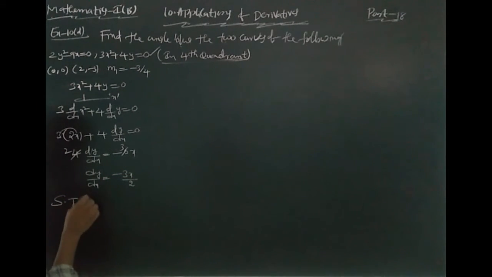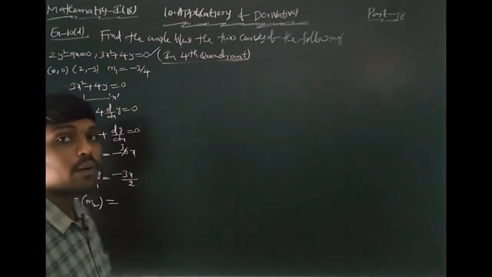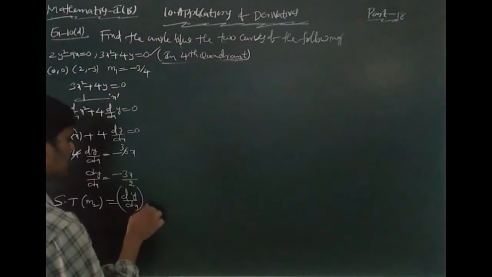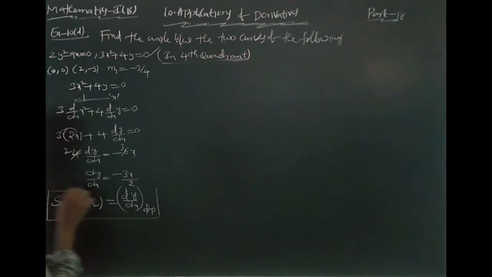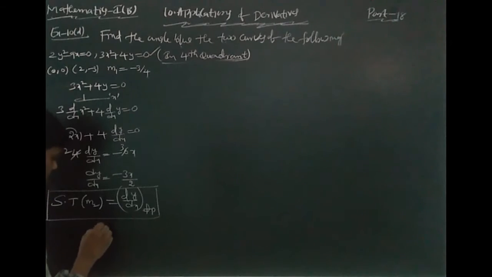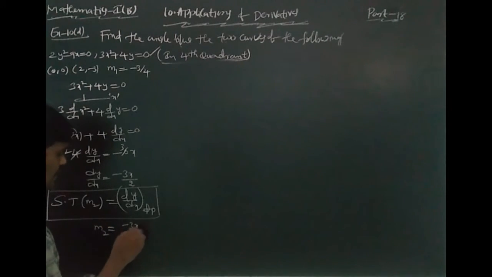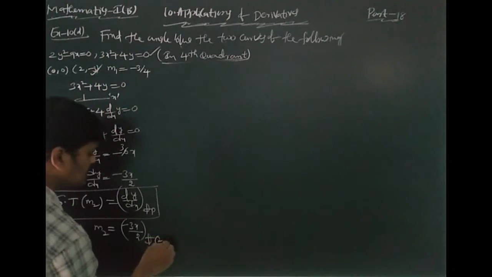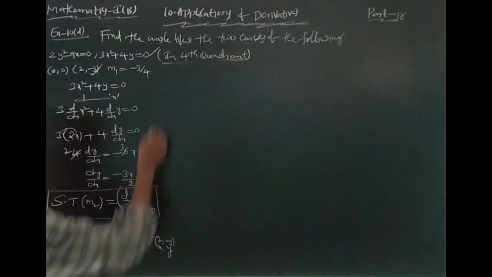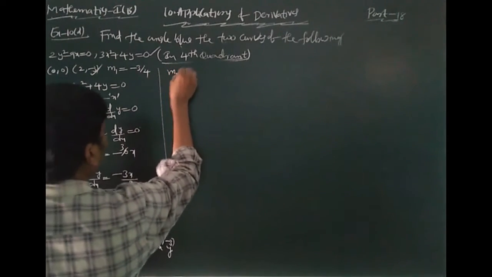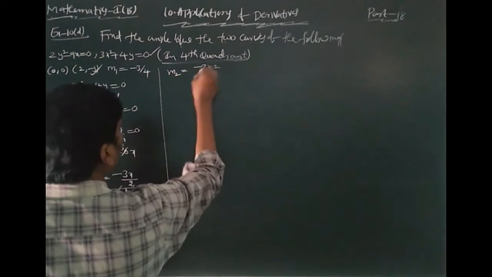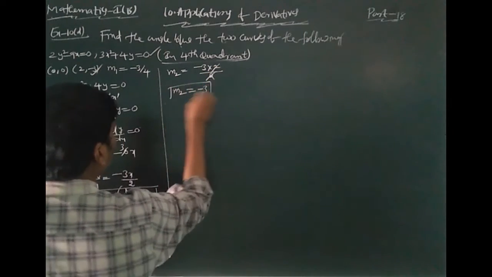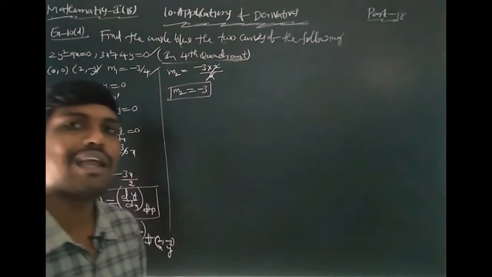After that, the slope of the tangent is m2. The slope of the tangent m2 equals dy/dx at point P. This is the slope of the tangent of the second curve. Here m2 equals −3x/2. At the given point (2, −3), this is x, this is y. So m2 equals −3 into 2 by 2. The 2s get cancelled. m2 value is −3. m1 value is −3/4. m2 value is −3.